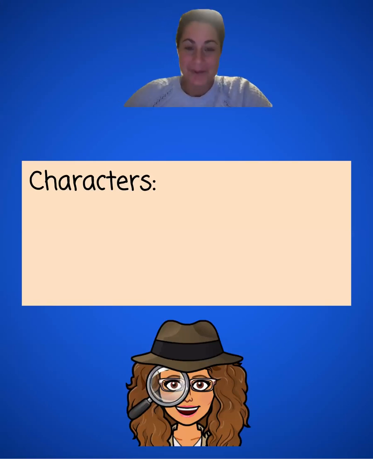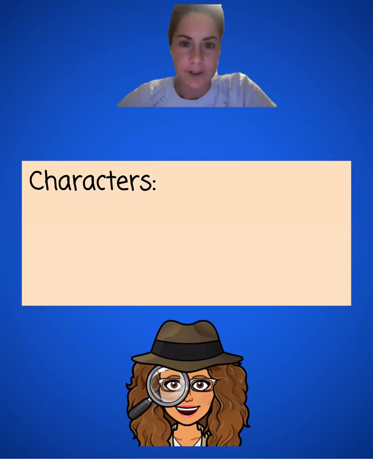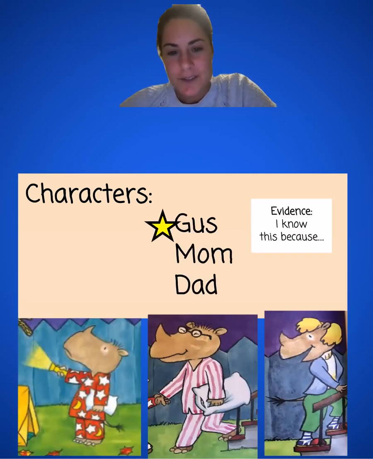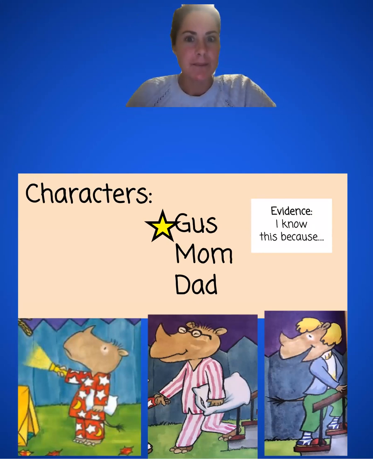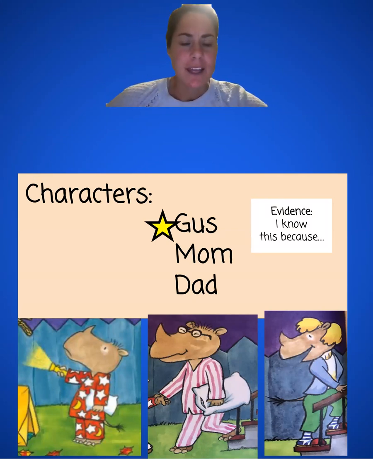Okay, so remember our 5 elements of the story, right? Let's talk about characters right here. Miss Aubrey's here to be a story detective with us too. Let's talk about the characters in the story. Who was in the story? Gus, yeah. Who else? Dad. And there was another one? Mom. Yeah. Gus, Mom, and Dad. And I put a star near Gus because he was the main character. The story is mostly about him, right? Evidence, I know this because they were in the story. They were talking, they were acting, they were doing things in the story.